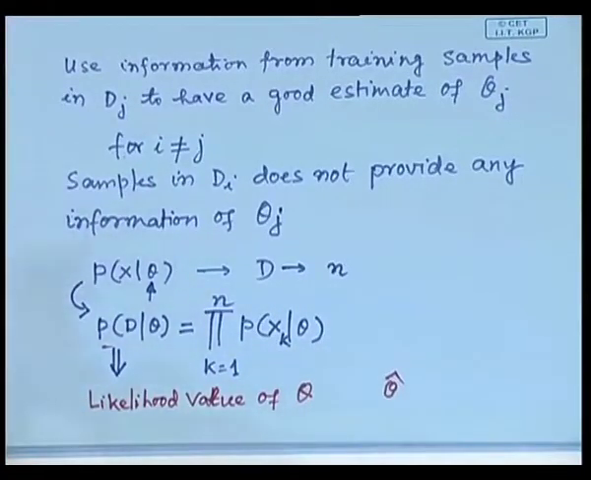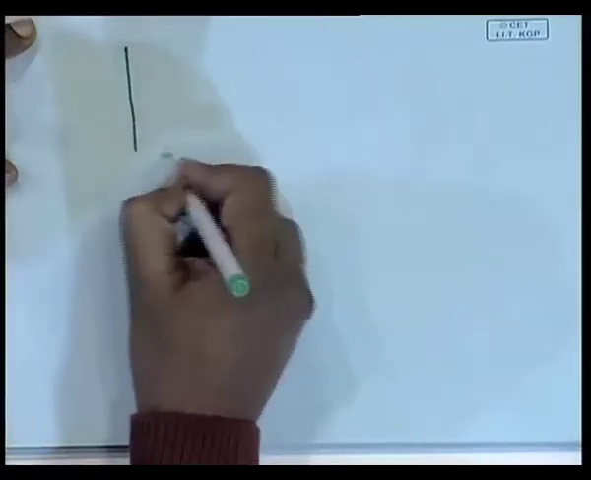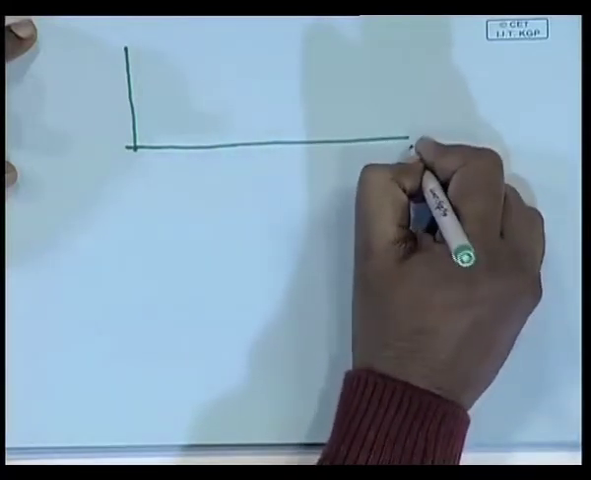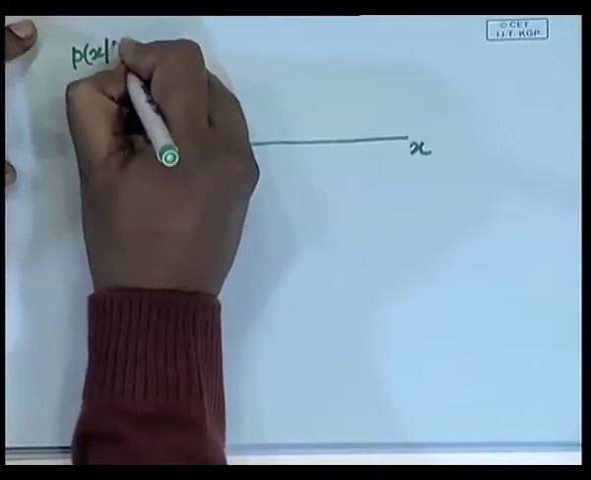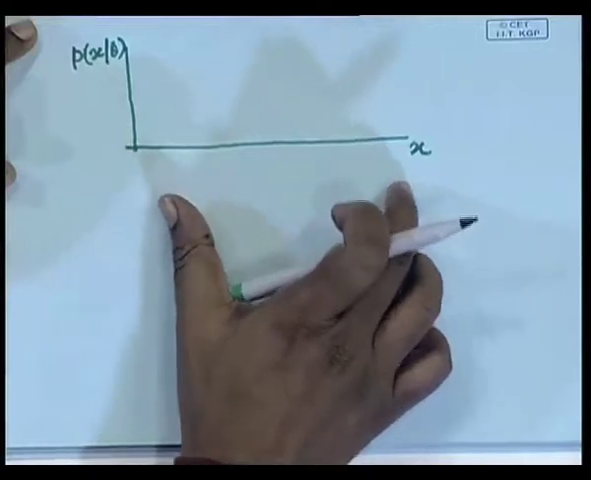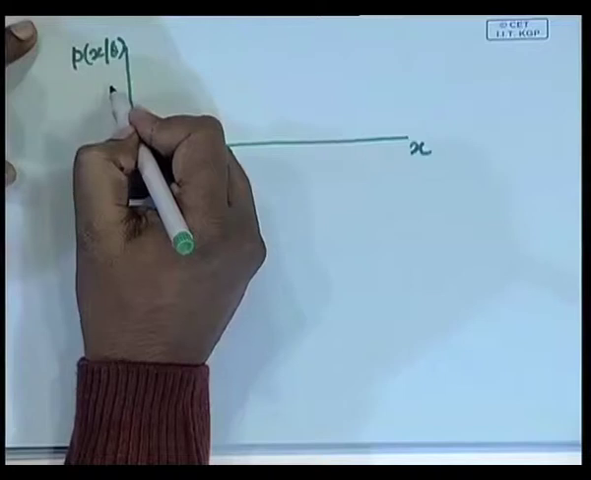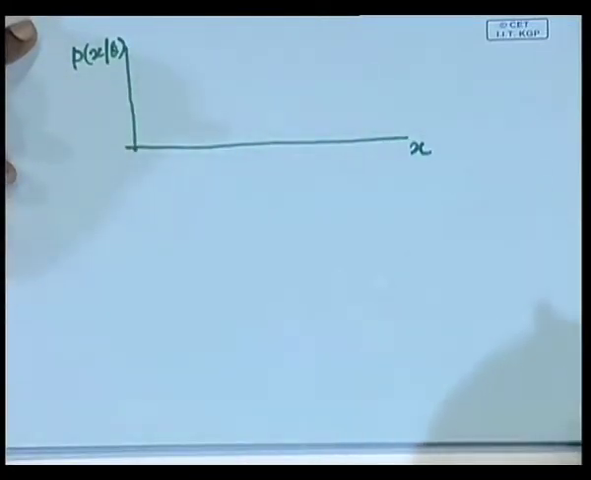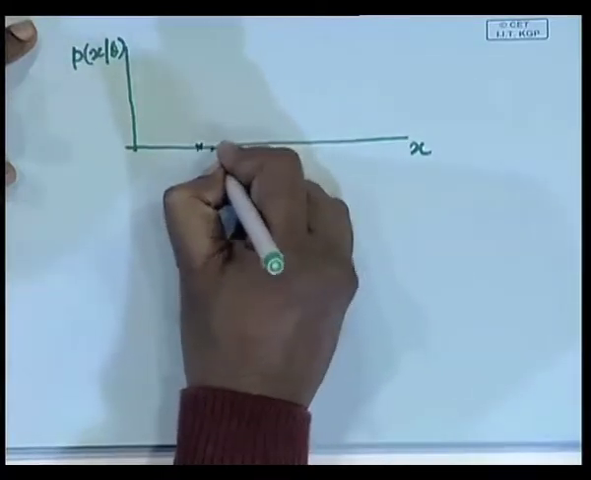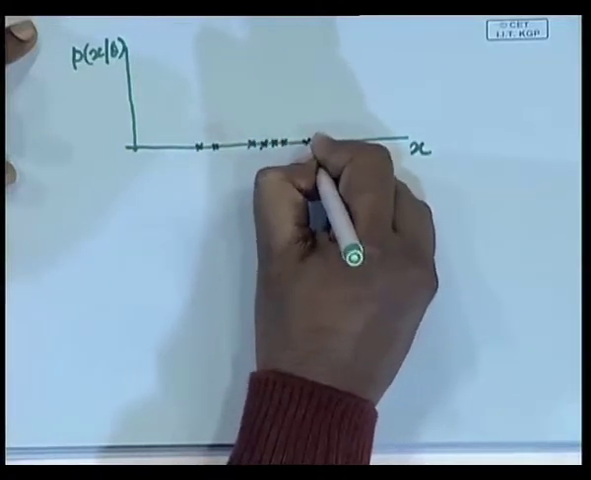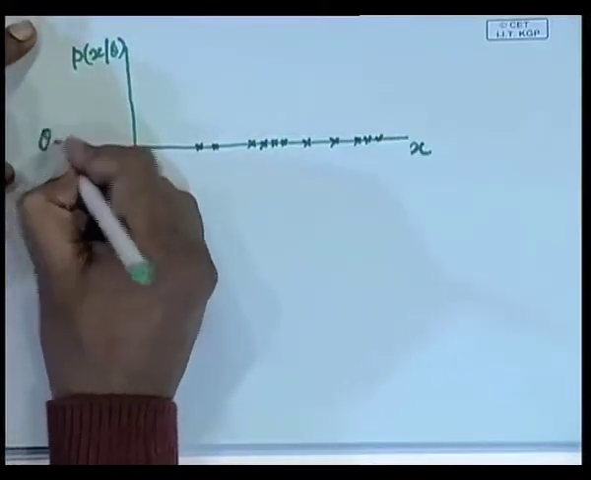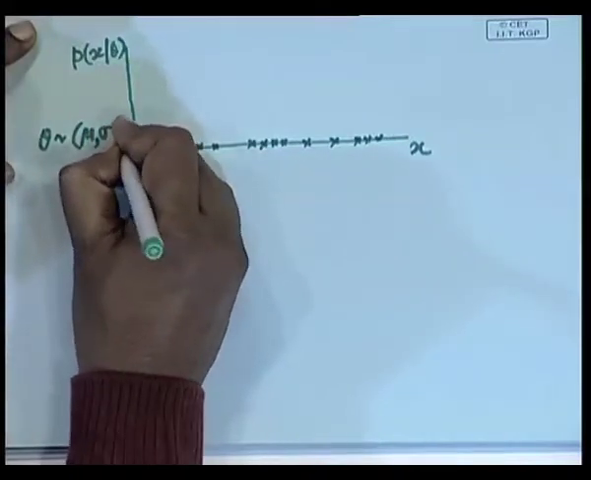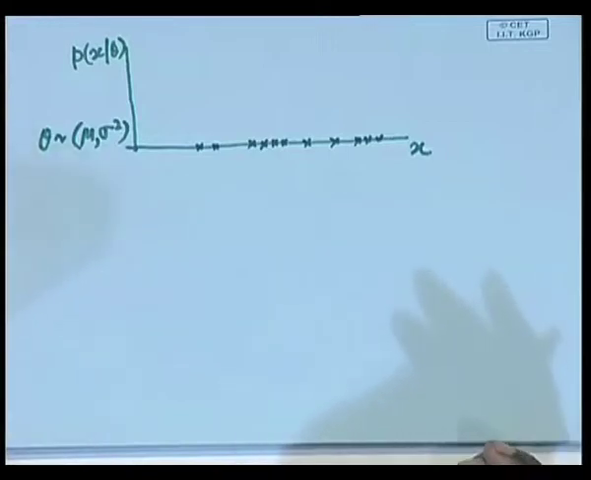Now, to be more specific, let us have a diagram. Suppose I consider the univariate case. This is x, and on this side I plot p x given theta. Because this is the univariate case, I assume that theta is mu and sigma squared, where mu is the mean and sigma squared is the variance. And suppose I have some arbitrary distribution, something like this.